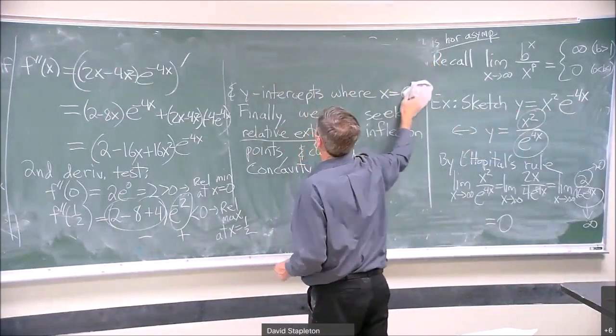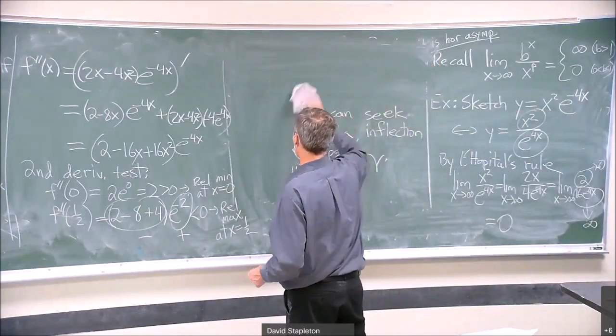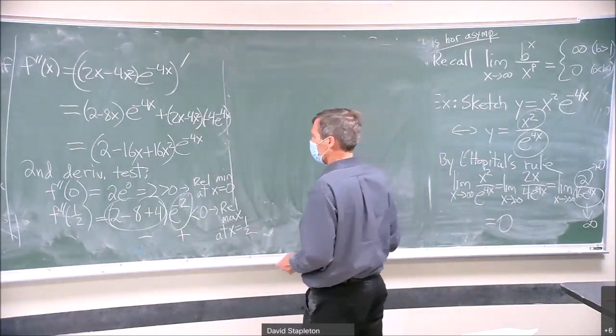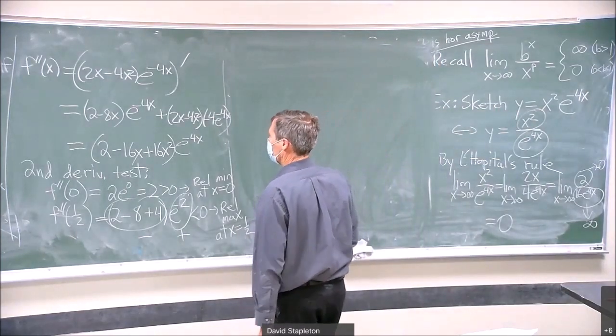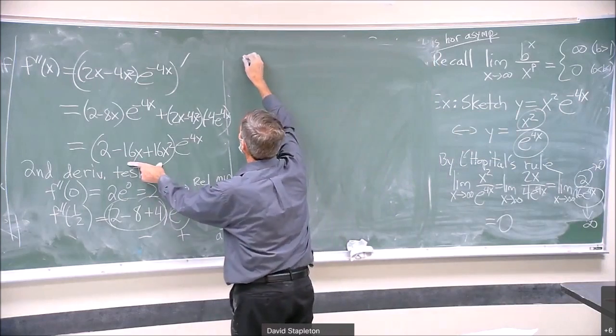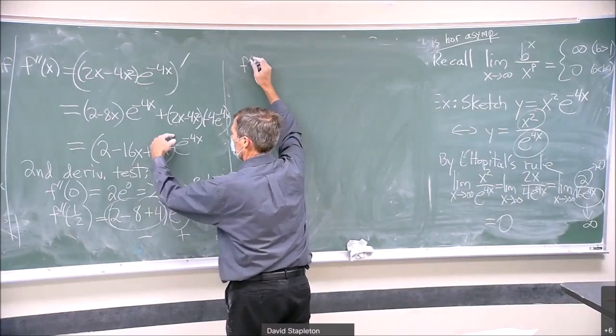By checking the second derivative. At a point where the function is continuous and the second derivative changes sign, we say there's an inflection point. So let's look at the second derivative. It was this one. It can only change sign since this is a continuous function, right?